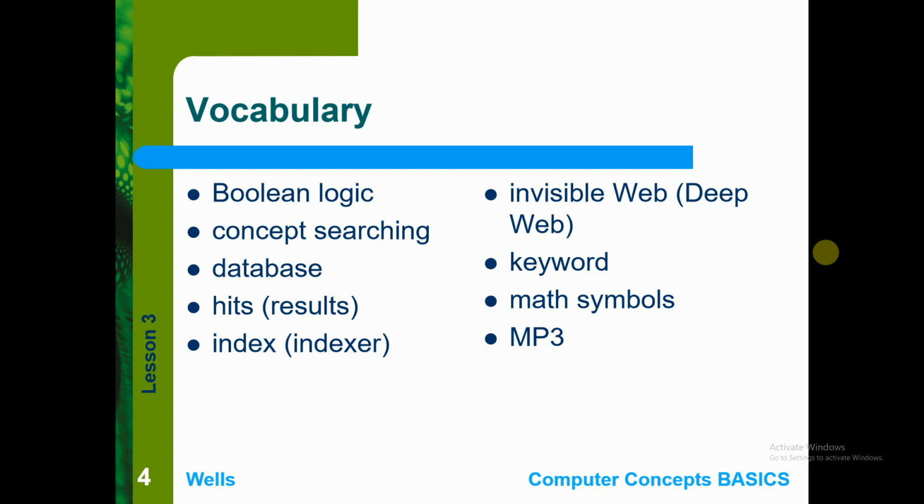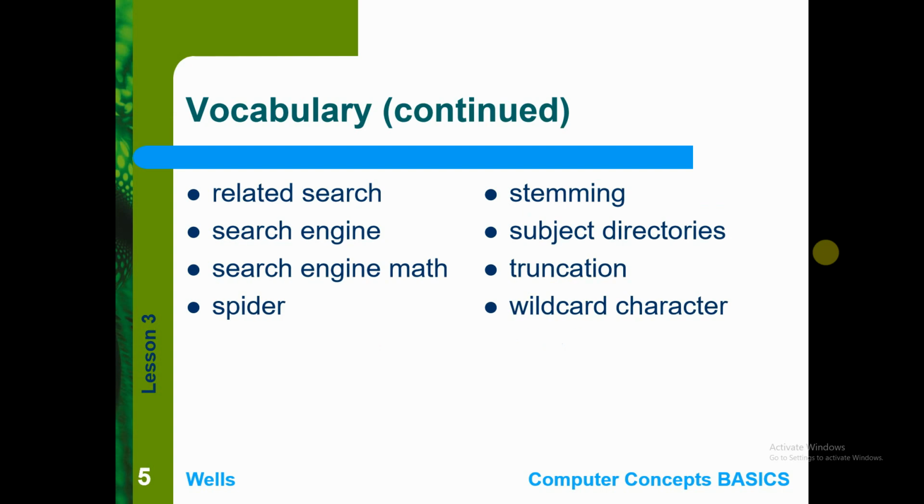So a few vocabulary terms that we can be familiarized with are these: the Boolean logic, concept searching, database, defining the hits results or the index or the indexer, also the invisible web or the deep web as they commonly say. Keywords, the math symbols that we use while doing the search, MP3, and we also have related research, search engine math, search engine spiders, stemming, subject directories, truncation, and the wildcard character.